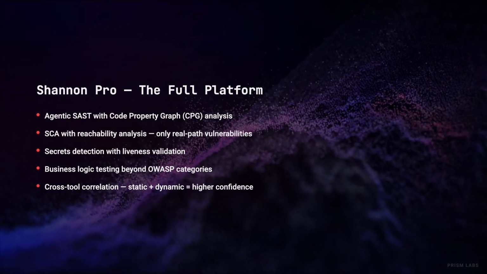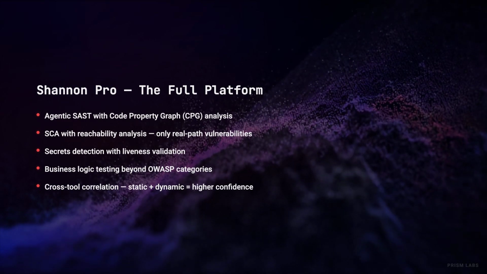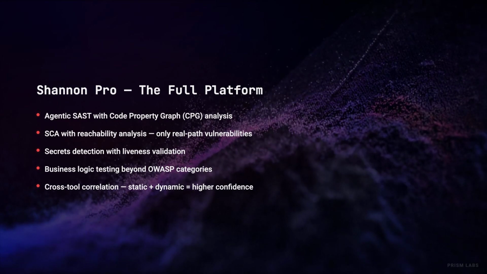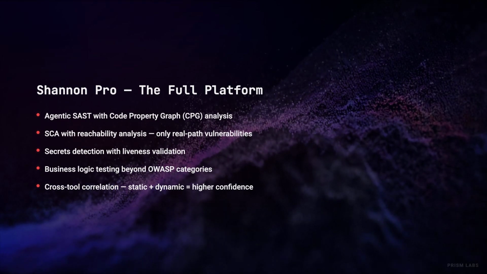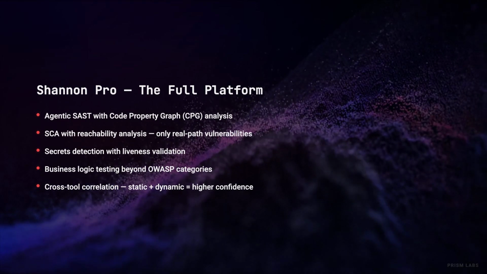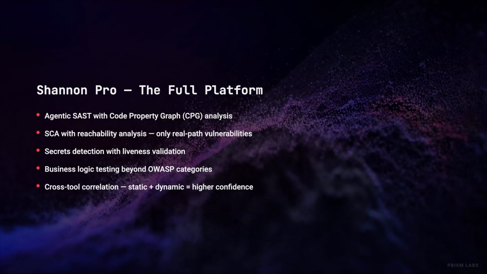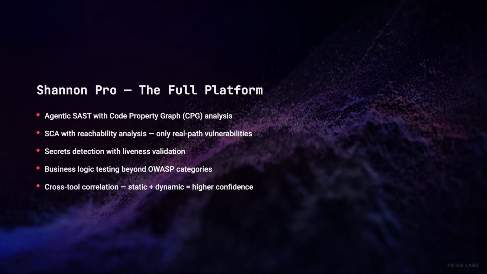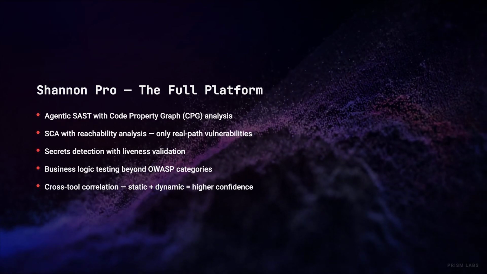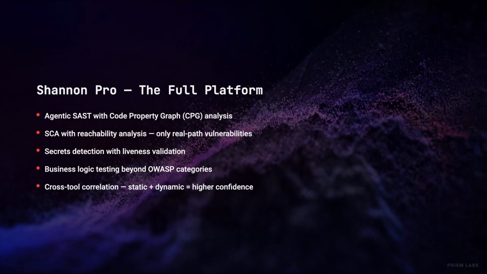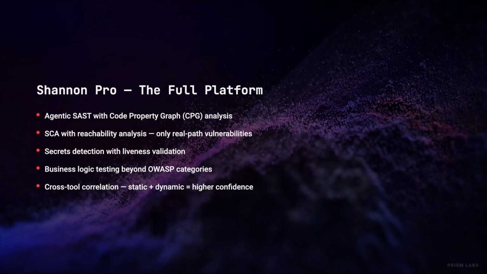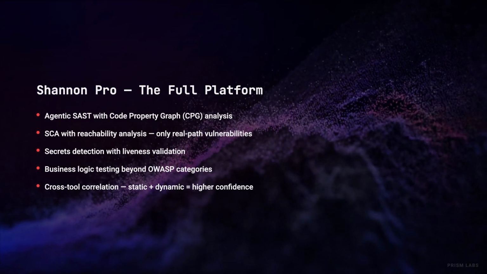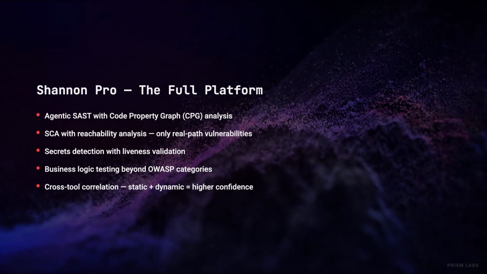Pro adds agentic SAST with code property graph analysis, deep static analysis that understands data flow through your application, not just pattern matching. It includes SCA with reachability analysis, dependency vulnerability scanning that tells you whether vulnerable code paths are actually reachable in your application, secrets detection with liveness validation. It doesn't just find hard-coded keys, it checks if they're still active.